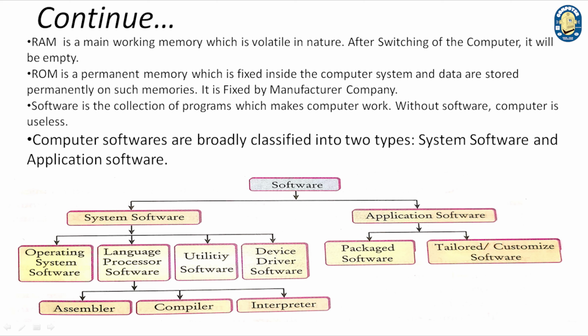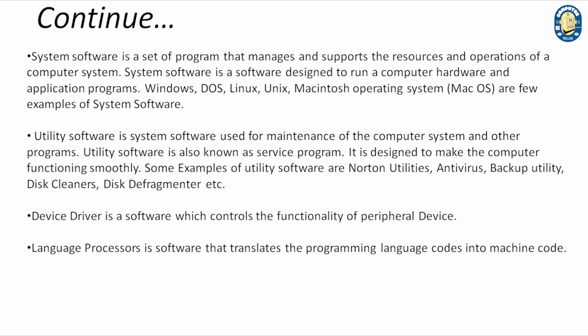Computer softwares are broadly classified into two types: system software and application software. System software is a set of programs that manages and supports the resources and operations of a computer system. System software is a software designed to run a computer hardware and application programs. Windows, DOS, Linux, Unix, Macintosh operating system are few examples of system software.